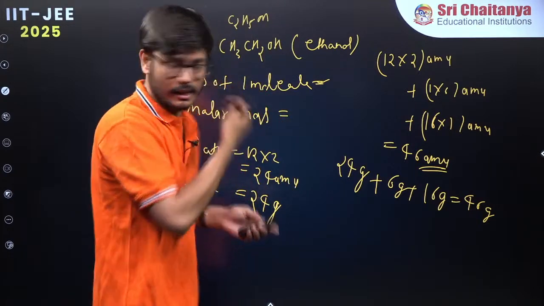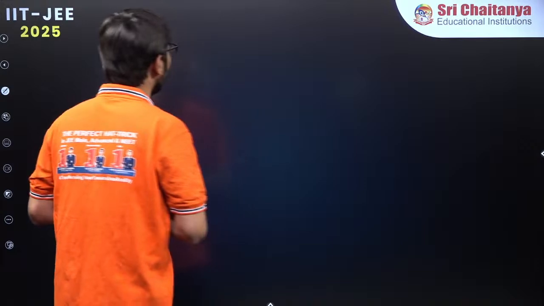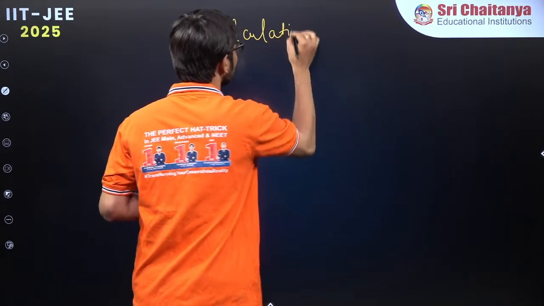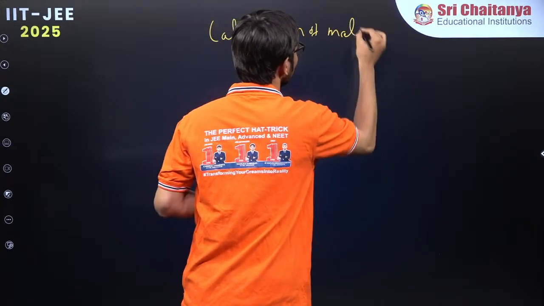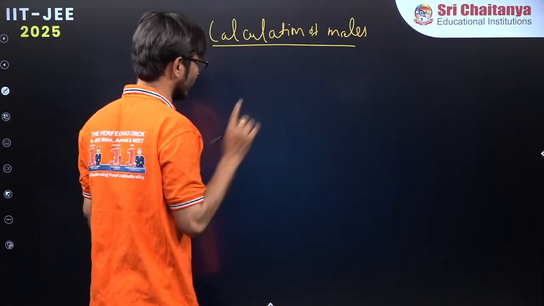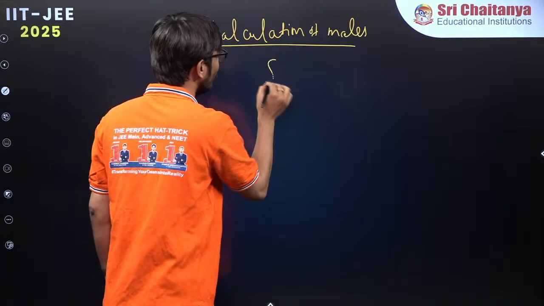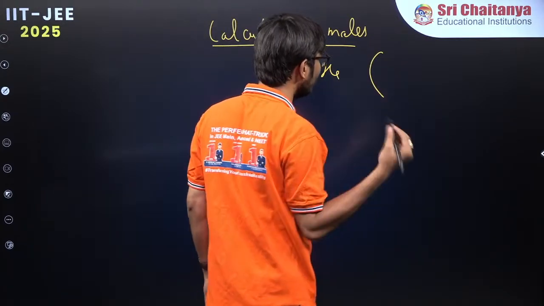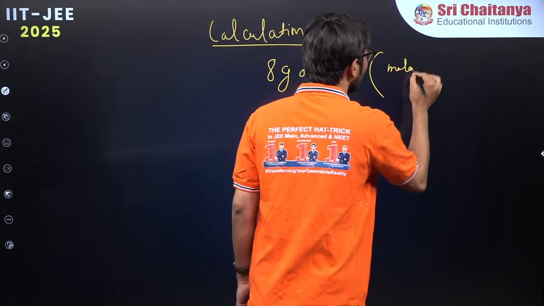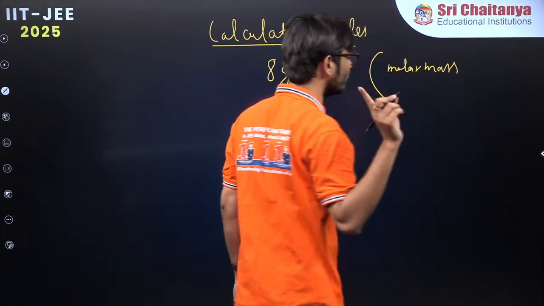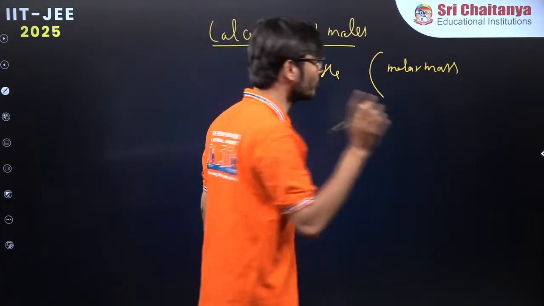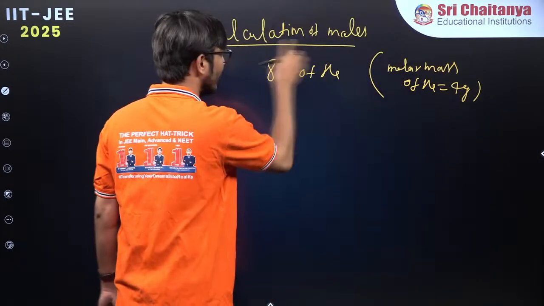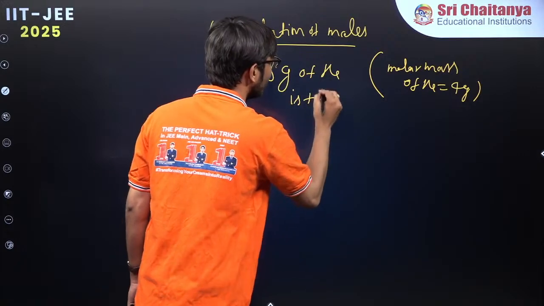Okay, great, guys. So now we are coming to the next topic, which is called calculation of moles. This is very, very simple. For example, I'll start with a very easy question. Let us say I am having 8 gram of helium, and I'm telling you the molar mass of helium. Molar, not atomic mass, but molar, meaning the unit will be gram. So the molar mass of helium is equal to 4 gram.